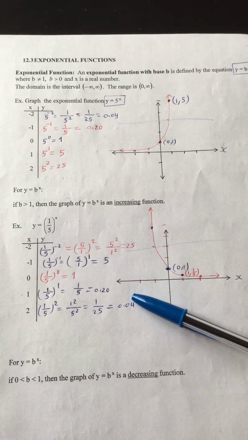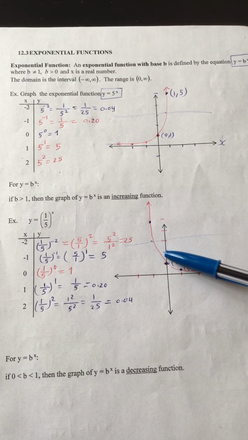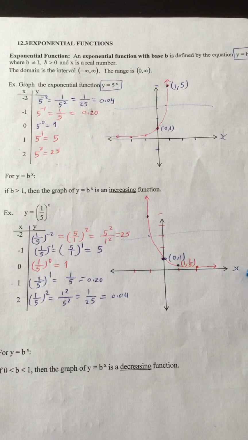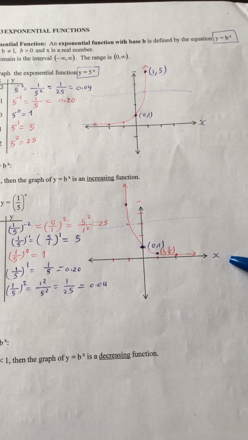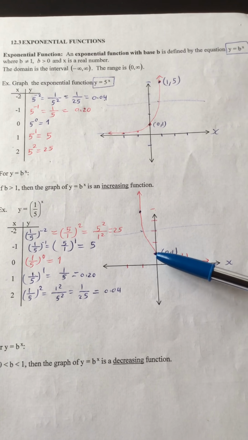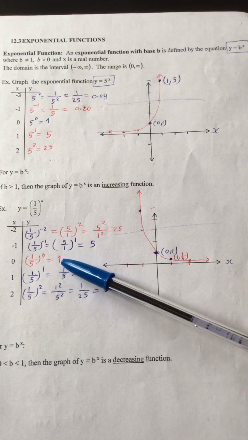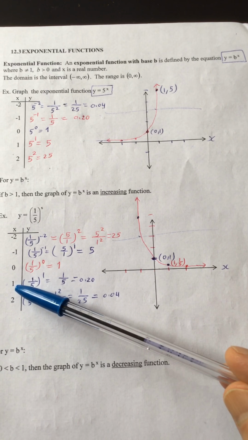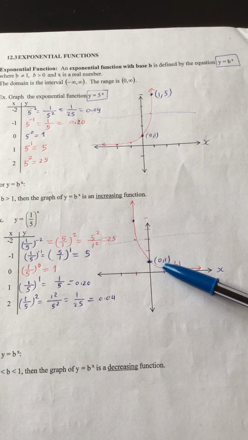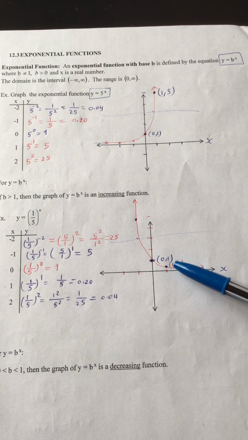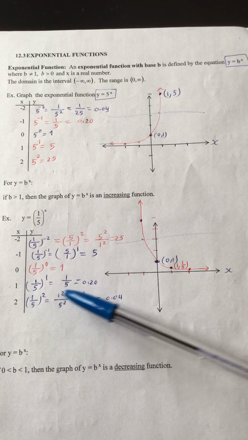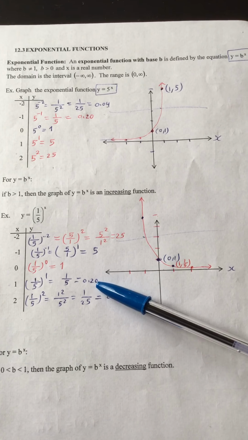If we graph this function, we get a smooth curve like this. This curve never intersects the x-axis, so the x-axis is the asymptote. Also this function passes through 0, 1 and 1, b. In this example, b equals 1/5. So this point is 1, 1/5, or 1, 0.2.